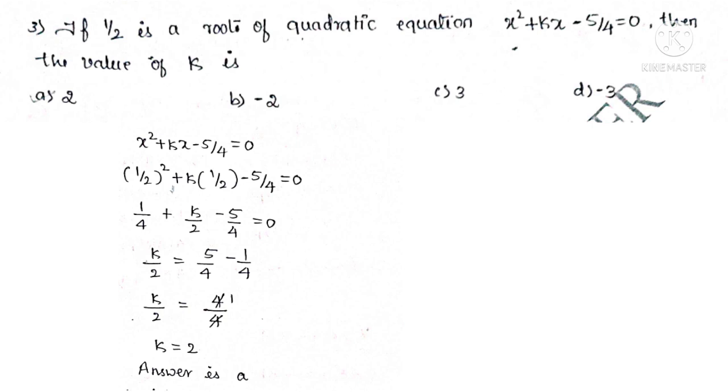It will become 1 by 2 whole square plus k into 1 by 2 minus 5 by 4 is equal to 0. 1 by 2 whole square is 1 by 4 plus k by 2 minus 5 by 4 is equal to 0. Solving this, we'll get k by 2 is equal to 4 by 4, then k is equal to 2. Therefore, answer A is correct.